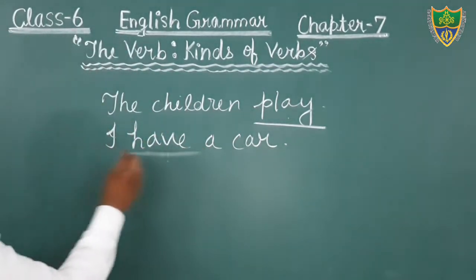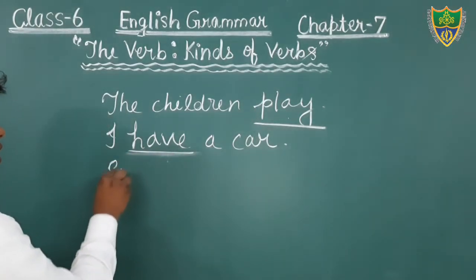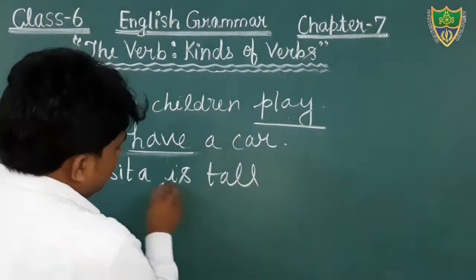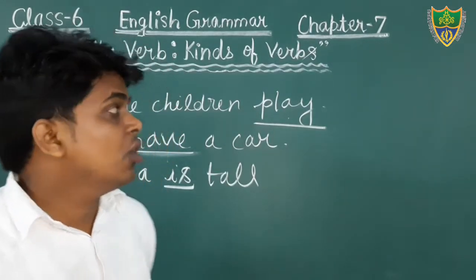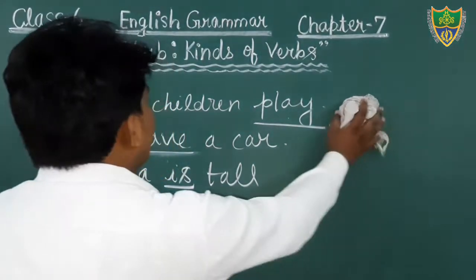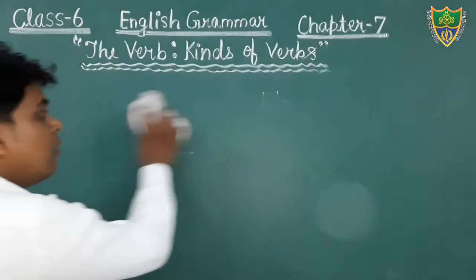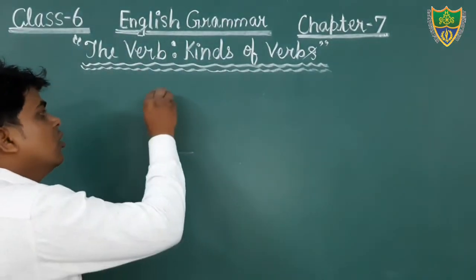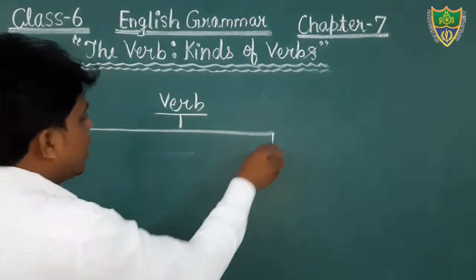Another example: Sita is star. Here the word is also denotes the state of being. So on the basis of these examples we can say that a verb is a word that denotes the action, possession, relation or state of being. And dear students, I have also told you that there are two main kinds of verb.